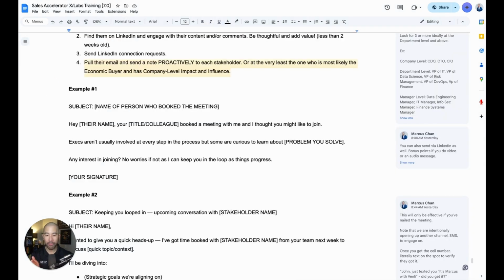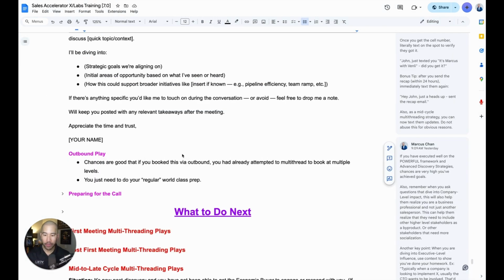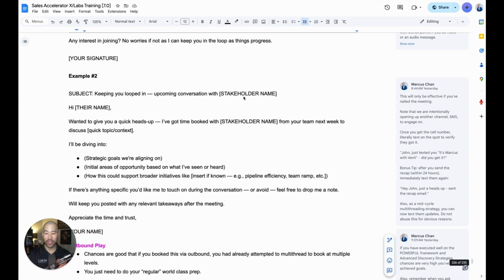Okay, let's keep diving into the next section. So let's talk about outbound, right? Now, chances are pretty good, if you booked this meeting via outbound, you have probably already attempted to multi-thread to book in multiple different levels, right? Depending on how much engagement you got in your interactions with them, you could use very similar emails.